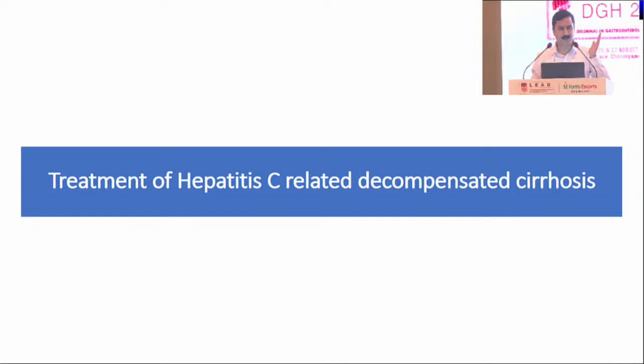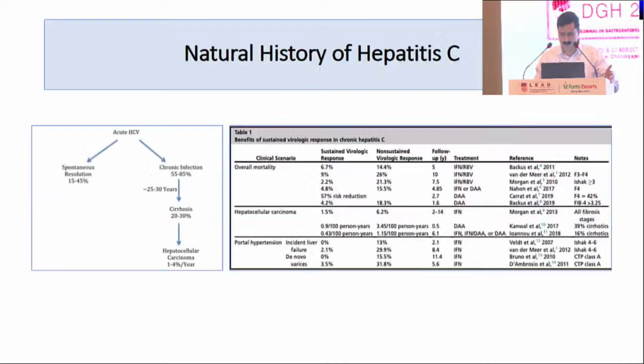So quickly now, treatment of Hep C in decompensated cirrhosis. We all know that if you look at the natural history, chronic Hep C will progress to cirrhosis over the next 25 to 30 years, and HCC will happen in 1 to 4%. At the face of it, if you look at this table, if you have SVR with treatment, the overall mortality will come down, HCC also comes down, and the portal hypertension related complications also come down. Primarily the patients taken in these studies are either Child B or early Child C.